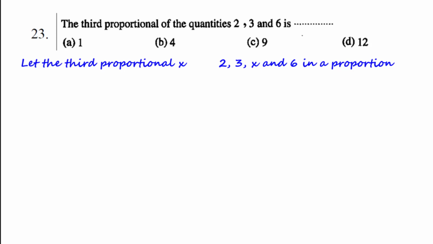Number 23, the third proportional of quantities 2, 3 and 6 is what, guys? Let the third proportional be x. Now we have 2, 3 and x, and 6 make a proportional. We can say that 2 over 3 equals x over 6. By using cross products, we get that x equals 2 times 6 divided by the opposite number, which is 3. 2 times 6 equals 12.